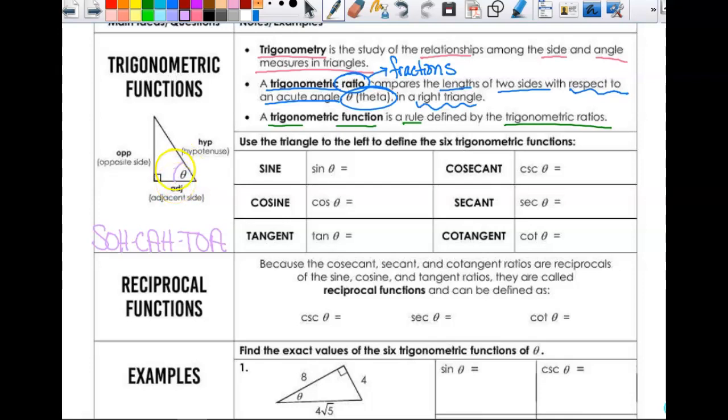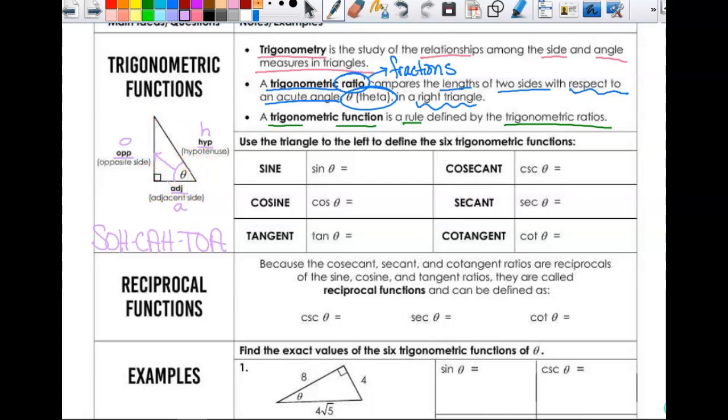So from theta, I'm going to draw an arrow across from it. That makes this the opposite side. Across from the right angle is always the hypotenuse. And then the other side is the adjacent side. Okay, it's attached to theta along with the hypotenuse.